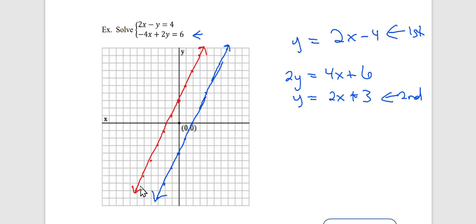I'm looking for points of intersection. Well, they don't cross on this picture. That doesn't mean they won't cross outside of this picture, right? They could be getting closer and closer together, just really slowly. But we know that they're not actually doing that because they have the same slope. These are parallel lines.